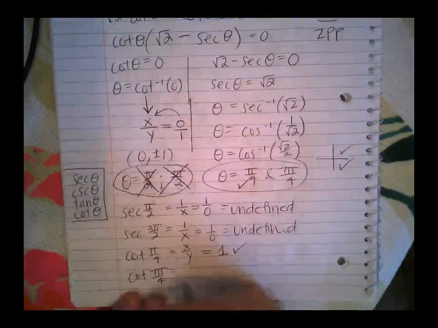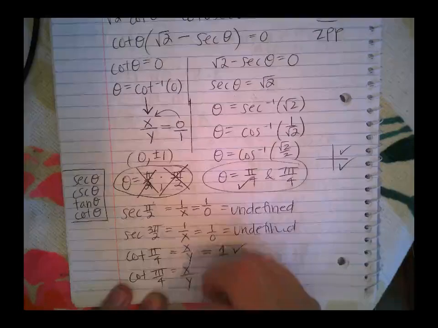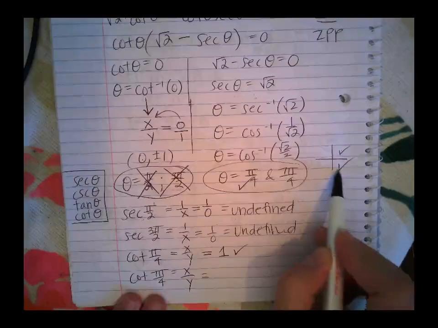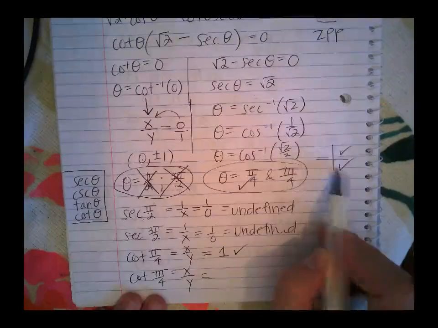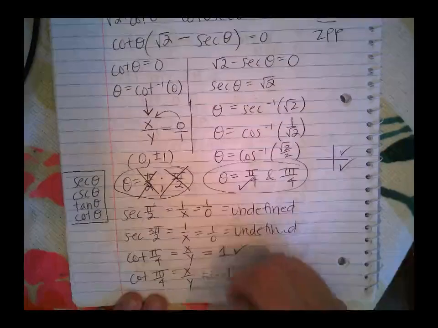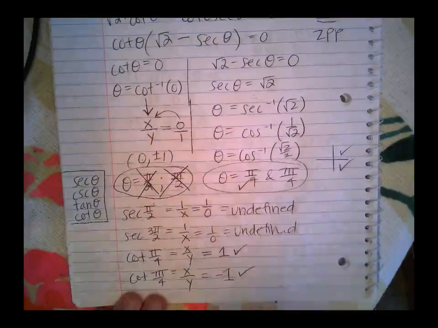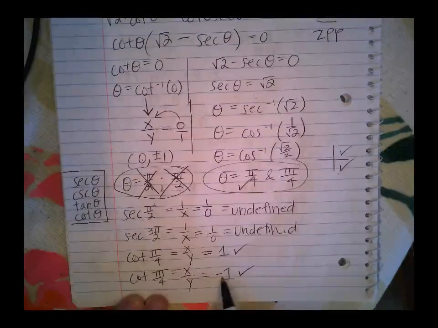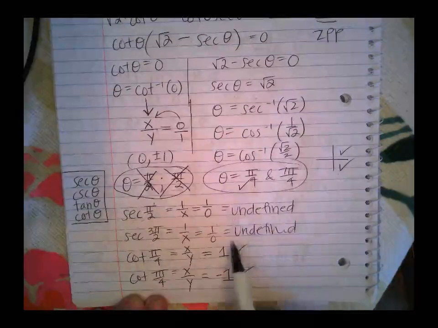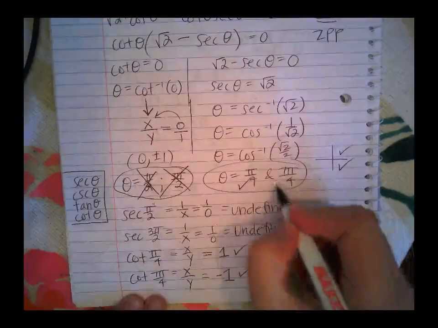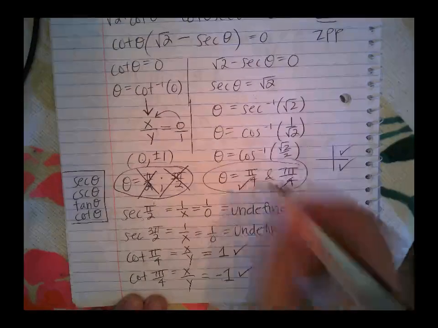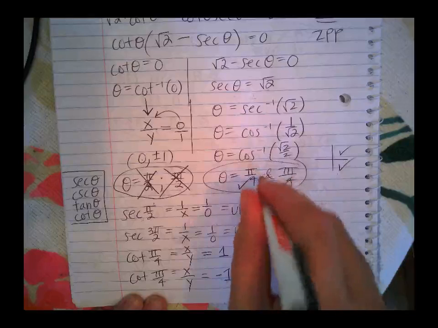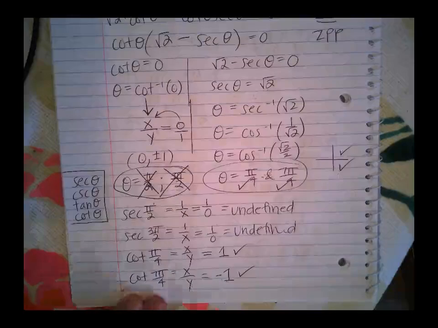I'm going to try it on 7 pi over 4. Again, it's x divided by y. Because we're in the fourth quadrant, x and y are the same, but one of them's negative, so the answer is -1. Again, that's okay. It doesn't matter what it's equal to as long as it's not undefined. So both of these angles are good. These are the only two angles that I'm allowed to use to answer number 7.